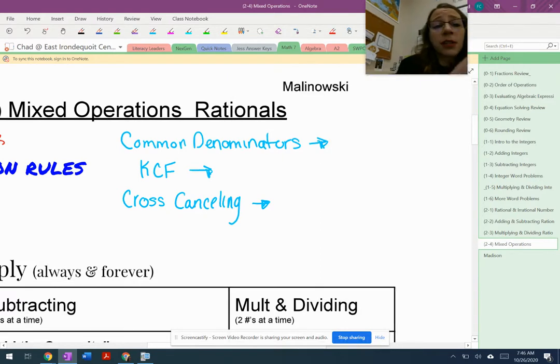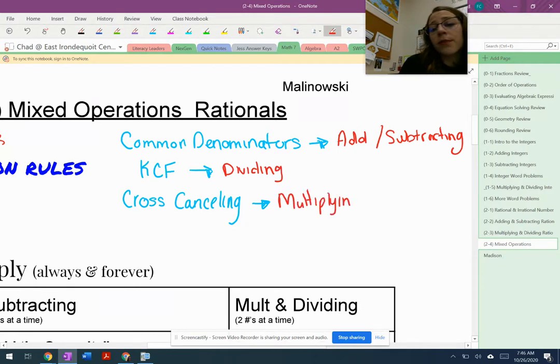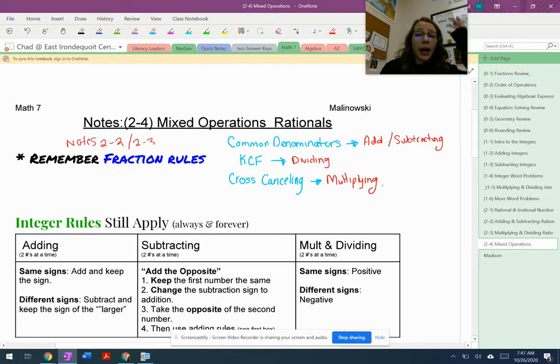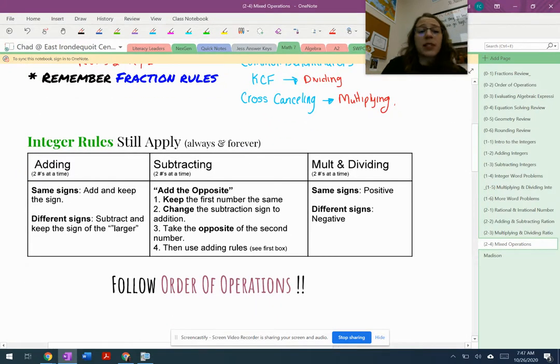So common denominators, that is for adding and subtracting fractions. Keep, change, flip is for dividing fractions. And cross-canceling is used when you're multiplying fractions only. So keep those things in mind. Check out what operation you have going on and what that means you need to look at.